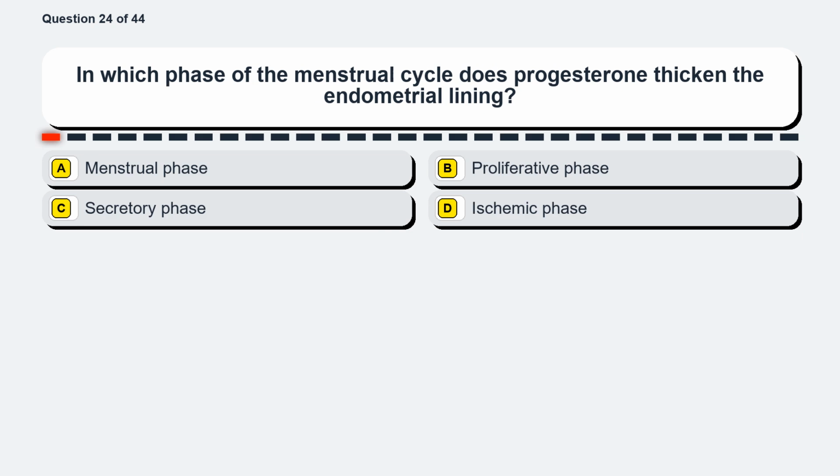Question 24. In which phase of the menstrual cycle does progesterone thicken the endometrial lining? Option A. Menstrual phase. Option B. Proliferative phase. Option C. Secretory phase. Option D. Ischemic phase.